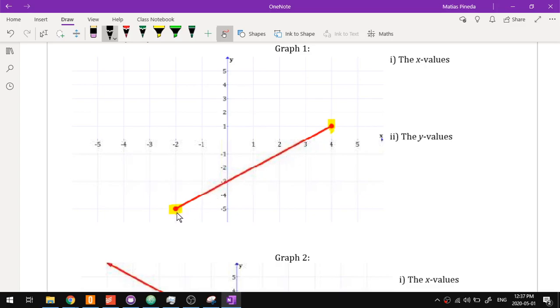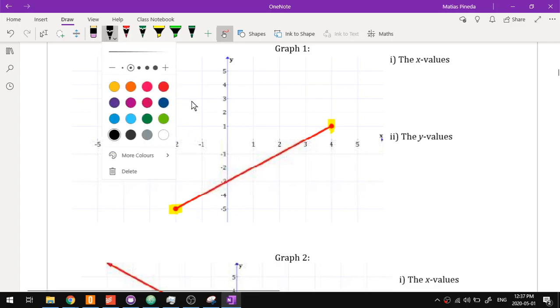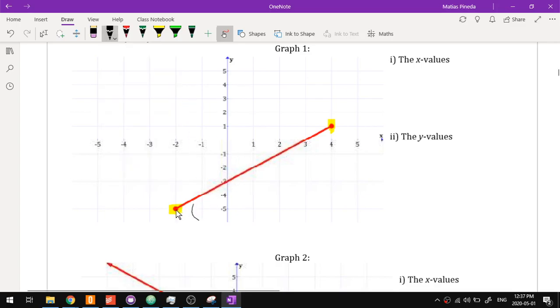What we're going to do here is start by writing down the coordinates of those two endpoints. The x-coordinate over here is -2. The y-coordinate is -5. On the right-hand side, the x-coordinate is 4, and the y-coordinate is 1.